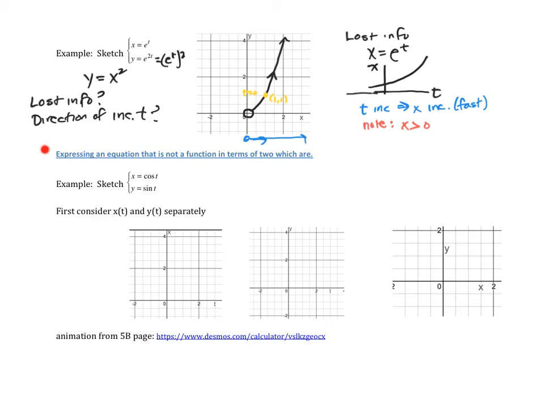Okay. All right, one of the other helpful ways that we use parametric equations is that sometimes we are able to take something that's not a function and express it in terms of two equations that are, right? So for this one, even though we do have a way to eliminate the parameter and get right to it, before we do that, I want to consider that second approach just to give you an idea of how that approach works. Right? So let's look at x of t and y of t separately.